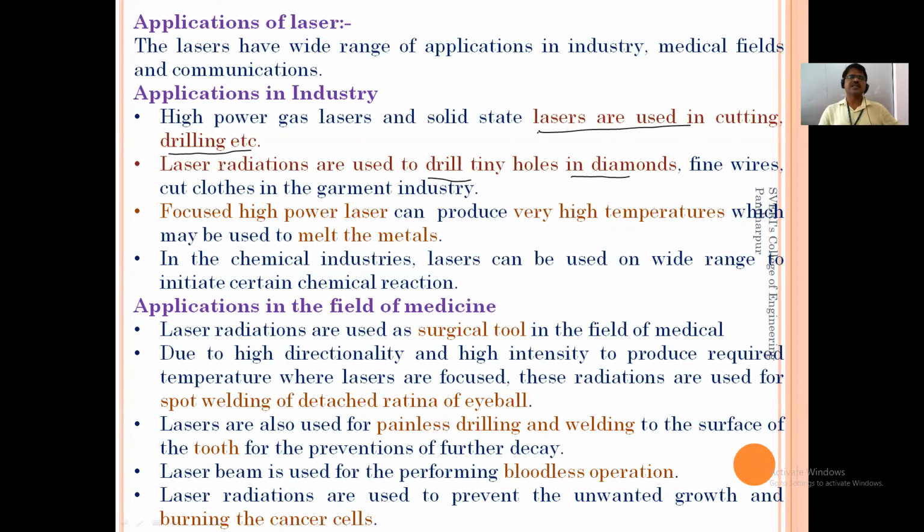Lasers are used in cutting and drilling. Next, laser radiations are used to drill tiny holes in diamonds. Then, third, write it. In the chemical industries, laser can be used on a wide range to initiate certain chemical reactions. What is laser used for? To initiate which reactions? Chemical reactions. Okay, lasers are used in chemical industries. Laser radiations are used to initiate certain chemical reactions.